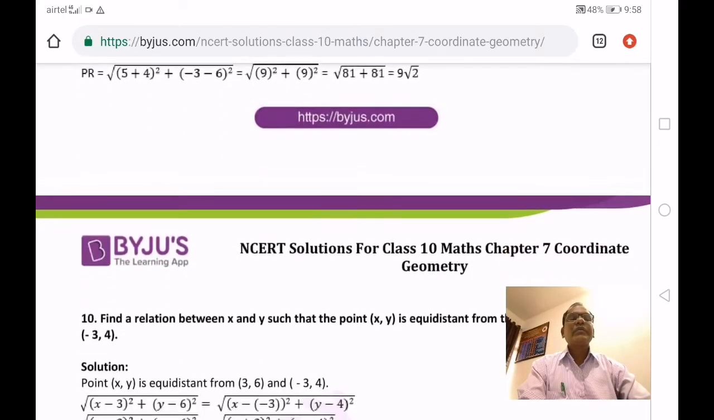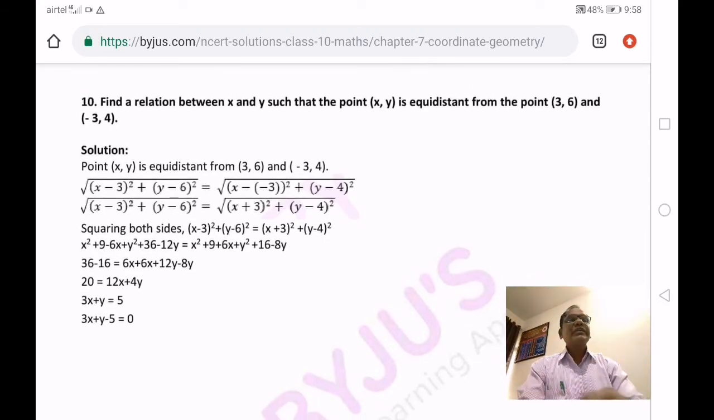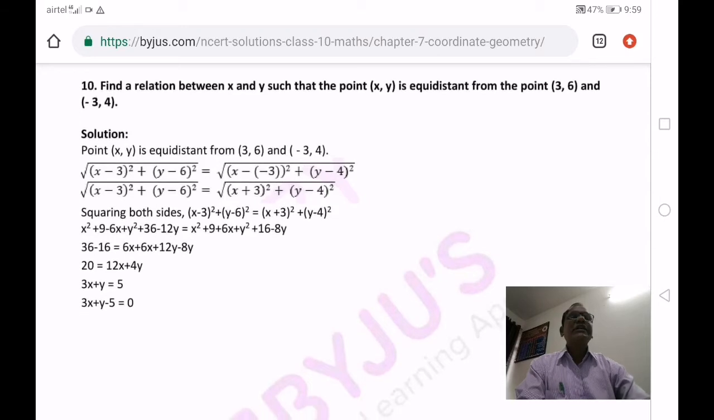Next, the problem number 10. When we come to the 10th problem, it is a very important sum. Find a relation between x and y such that the point (x, y) is equidistant from the points (3, 6) and (-3, 4). Here also it is the same as the previous sum. Here (x, y) is equidistant from (3, 6) and (-3, 4). That's why, solution now: the point (x, y) is equidistant from (3, 6) and (-3, 4).